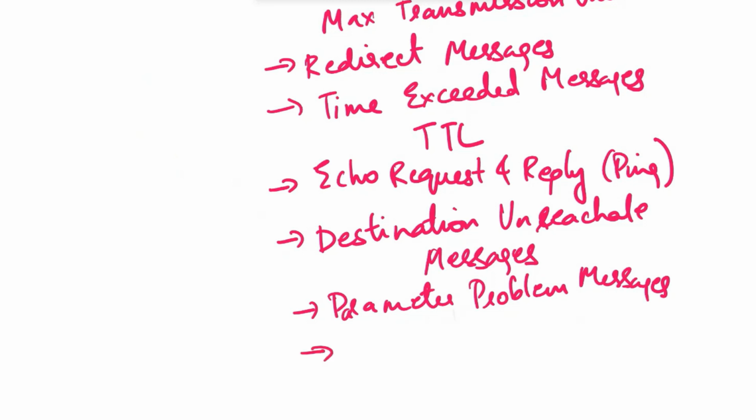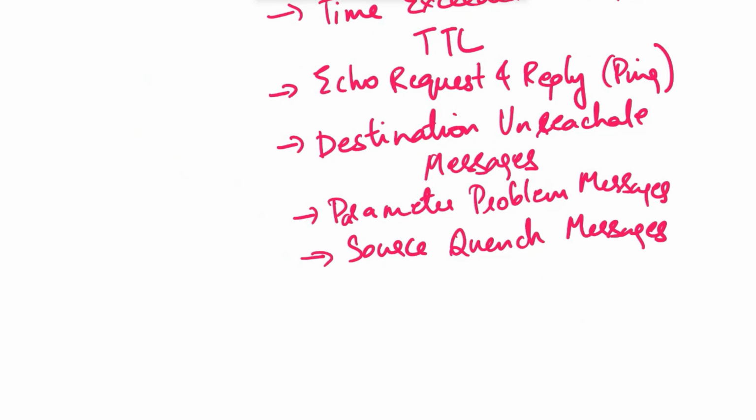Next one is source quench messages. ICMP source quench messages are used to request the sender to reduce the rate of packet transmission to prevent network congestion. So, in summary, ICMP is an integral part of the internet and is crucial for network diagnostics, error reporting, and overall network health monitoring.